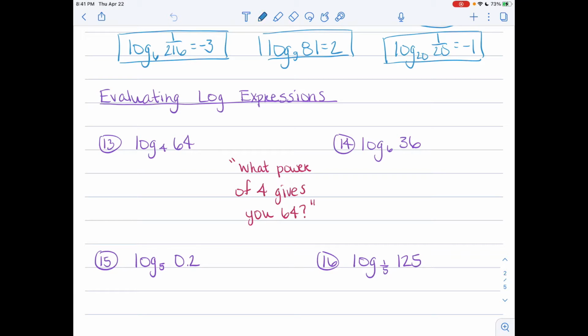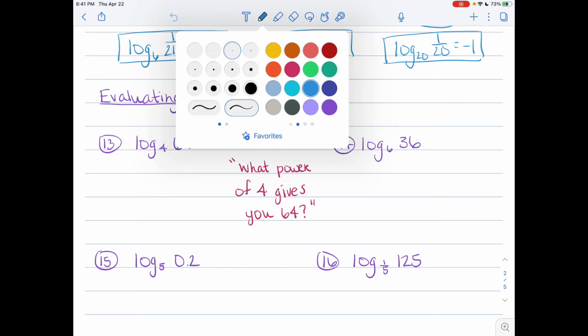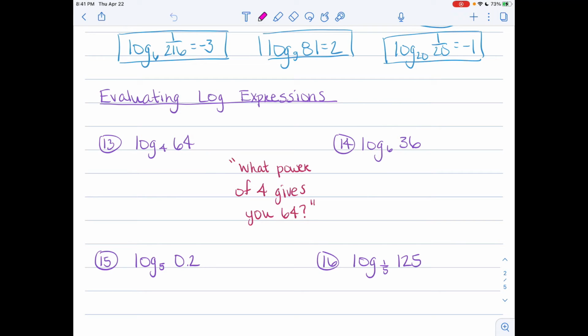Now that we're familiar with how to go from exponential form to log form and vice versa, I want to show you how to actually evaluate a log expression. So what we want to ask ourselves, for example on problem 13, is what power of 4, remember that's our base, gives us 64. So we could say that log base 4 of 64 equals x, and we want to figure out what x is.